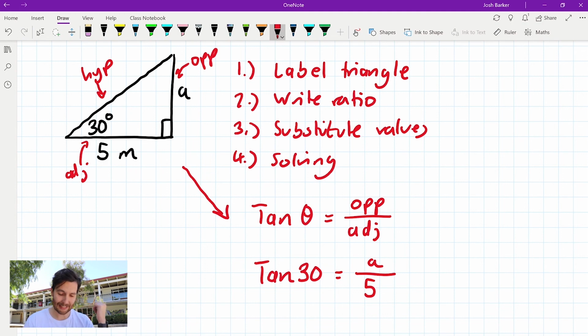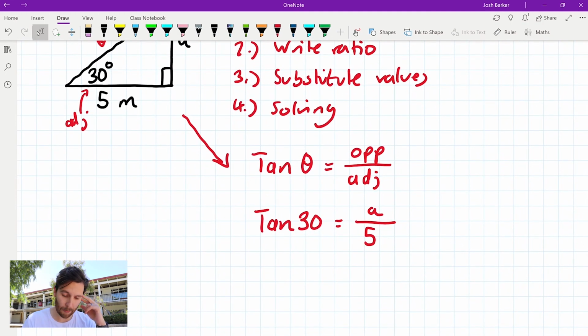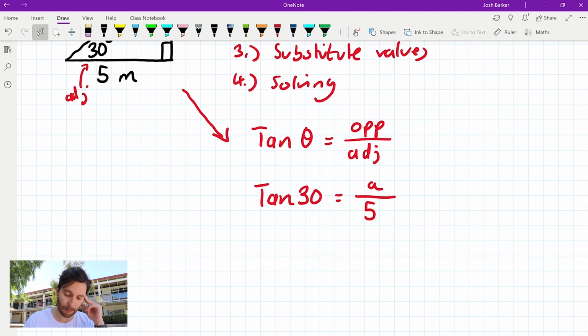Okay, so the last step for this one is to solve. When you've got something like this, bear in mind what you might remember from solving equations. We want to get this value for A on its own, but it's currently being divided by 5. So to cancel that off, we would need to multiply by 5. But because we've got an equal sign in the middle, whatever we do to one side of the equation, we have to do to the other side as well. So on the other side, we're going to have to do tan 30 multiplied by 5.